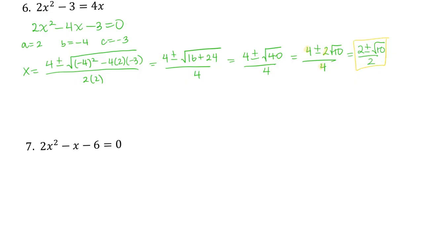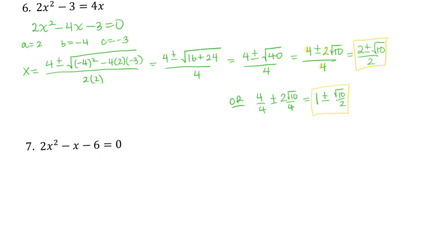Now that's not the only answer though, because I could have also split it up and said, I could do 4 over 4 plus or minus 2 root 10 over 4, which would give me 4 divided by 4 is 1. And then 2 over 4 is 1/2, so it'd be root 10 over 2. And that's also a correct answer.